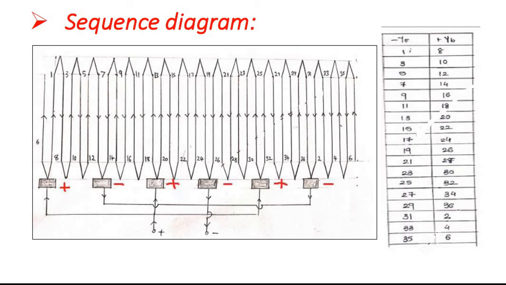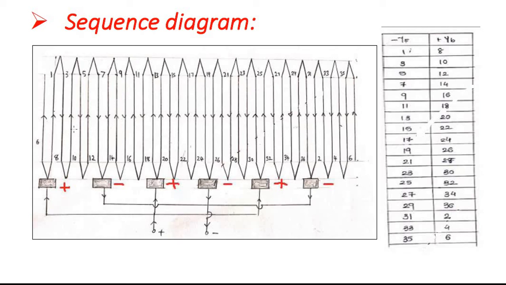Now give current directions to the conductors which are placed at the brushes. For positive brushes, mark upward direction. Now for a negative brush, mark both the conductors with downward current. Same again for positive: for a positive brush, mark upward direction. For a negative brush, downward direction. For positive, upward. For negative, downward.